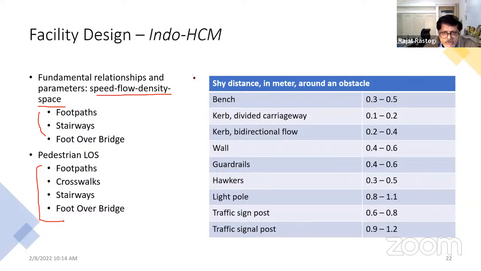One additional thing is the shy distance, which was a constant value usually used as 0.25 meters. Now, for different cases, it is being given and it varies from 0.1 meters to roughly around 1.2 meters as a distance. So that's another additional thing.